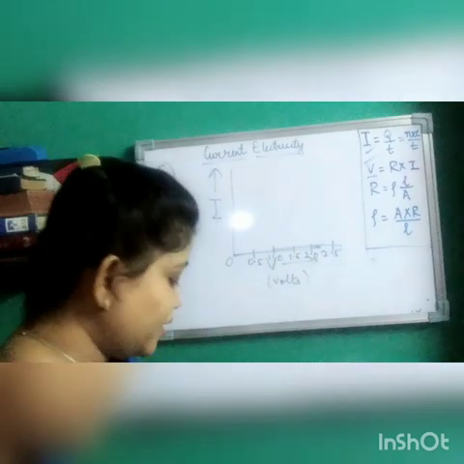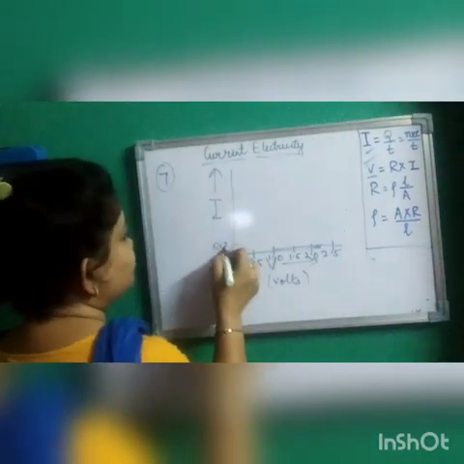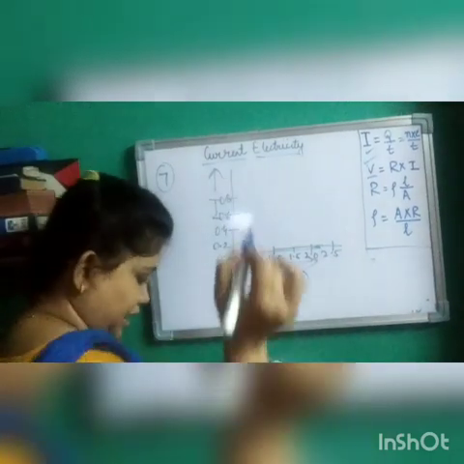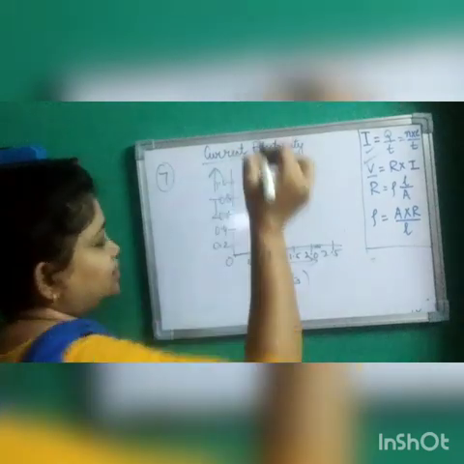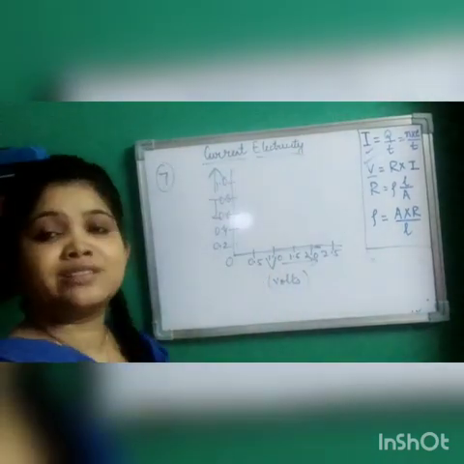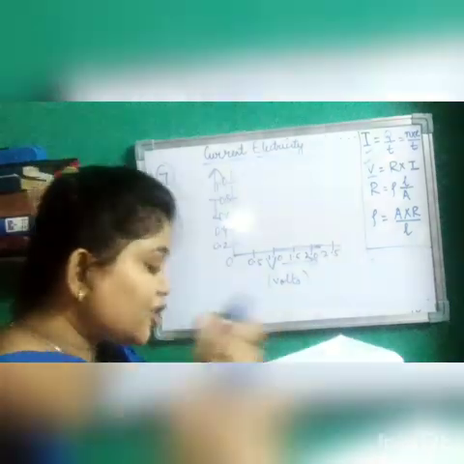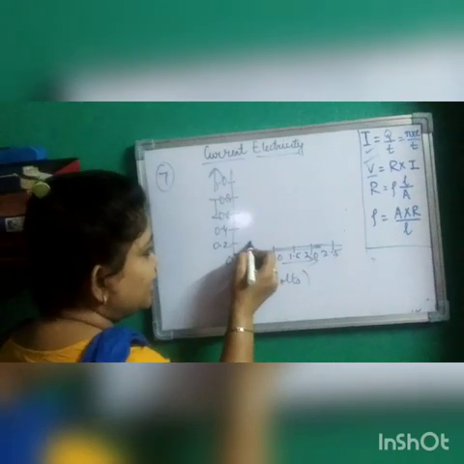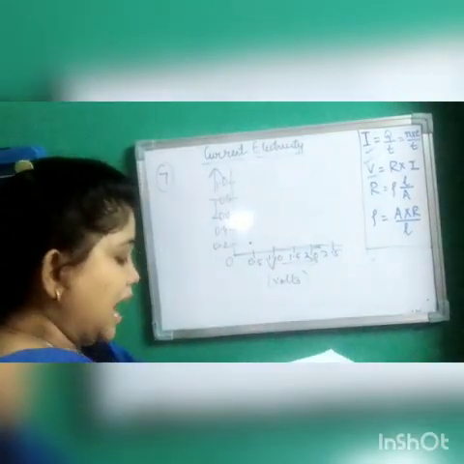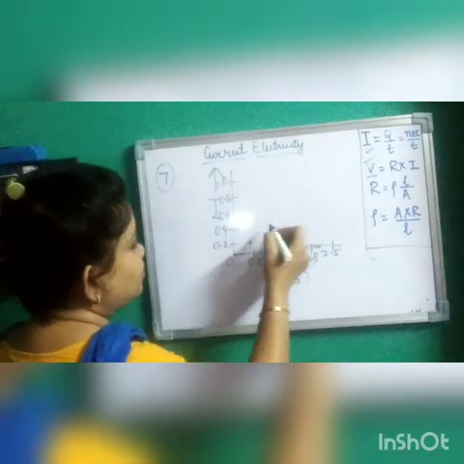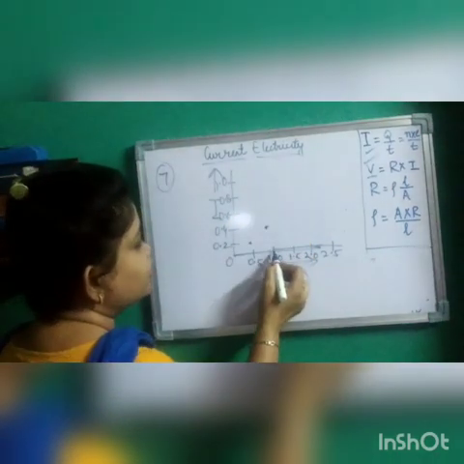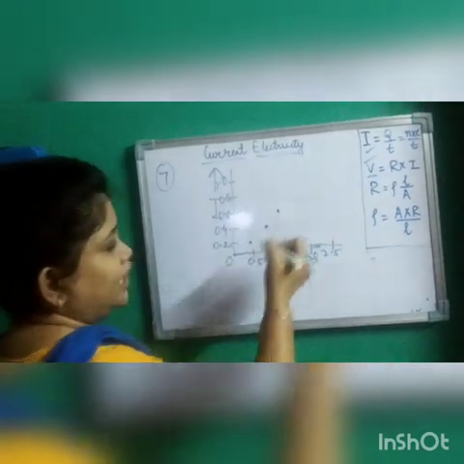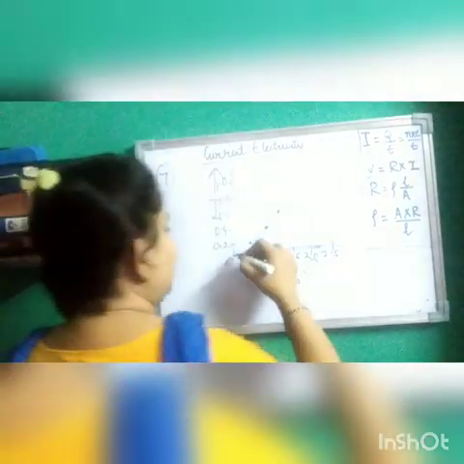And what is the current given to you? It is 0.2, then 0.4, 0.6, 0.8 and 1. These are the points given to us, potential difference and current. At 0.5 volts, the current is 0.2. That means this is 0.5, this is 0.2, and this is the point. Next, at 1 volt, the current is 0.4. Similarly, 1.5 and 0.6.